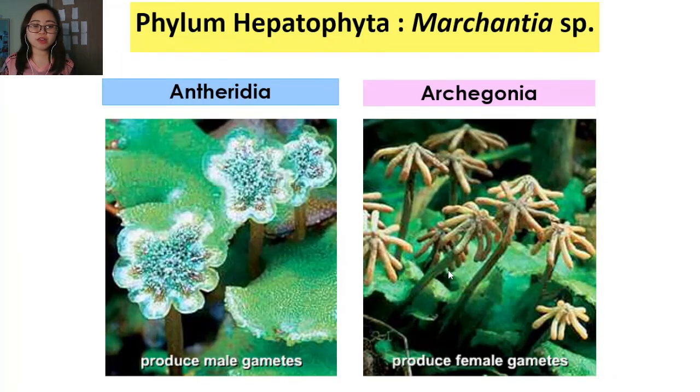Now we look at the next phylum's example, which is Marchantia species. So Marchantia species, you can see this one. It has a part that will produce male gametes and then a part that will produce female gametes. So the part that produces male gametes is the antheridia. It looks like this. This is the part that will produce the female gametes called the archegonia. So kalau ada sperm itu adalah daripada antheridia. Bila ada air, dia akan berenang kepada archegonia pada individu Marchantia lain.